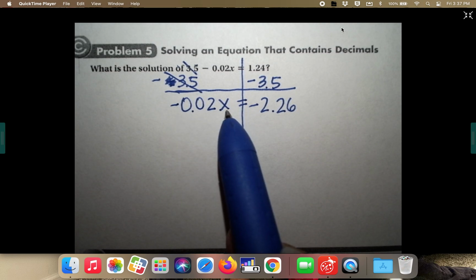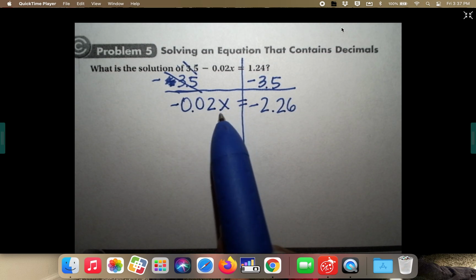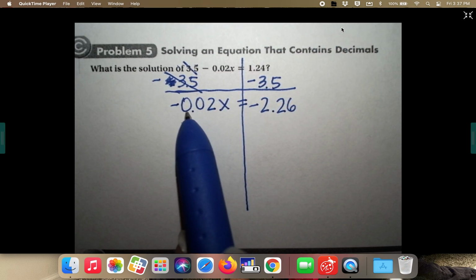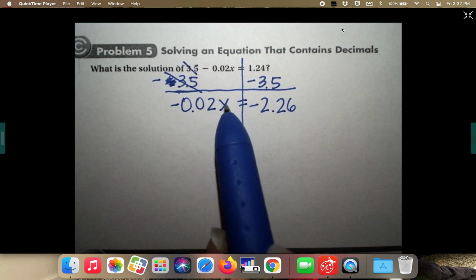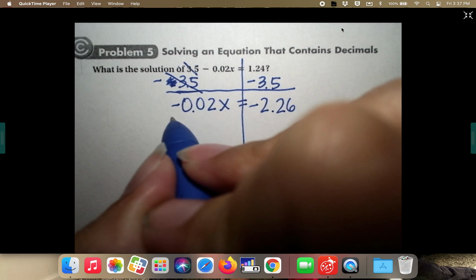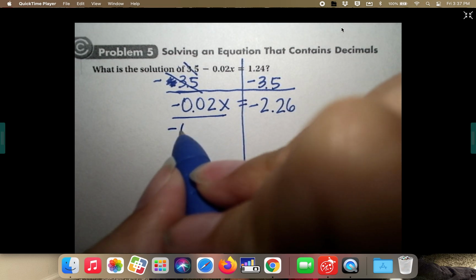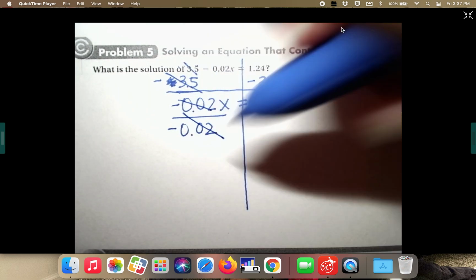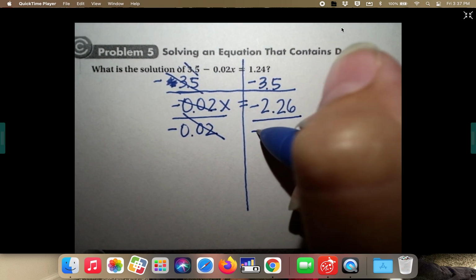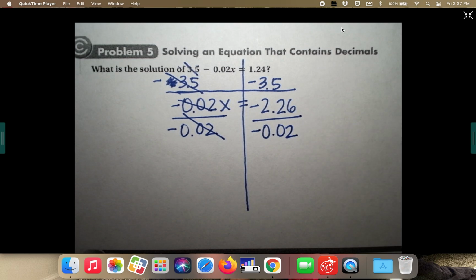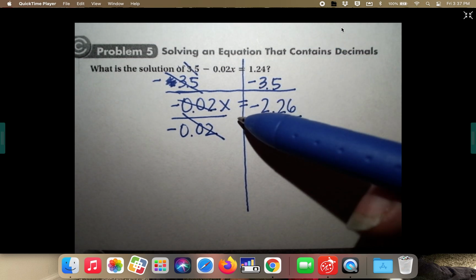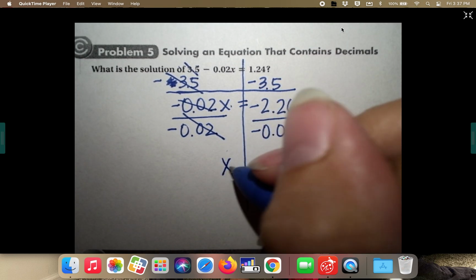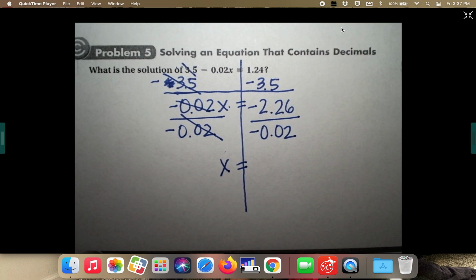All right, remember what's happening to it. It's not being subtracted. x is being squished up against negative 0.02, so it's being multiplied. So you are going to divide by negative 0.02 in order to get it to cancel. You need to also do that on the other side, because what you do to one side, you also do to the other. Now it leaves x by itself, and I have absolutely no idea what that is, so I'm going to use my calculator.